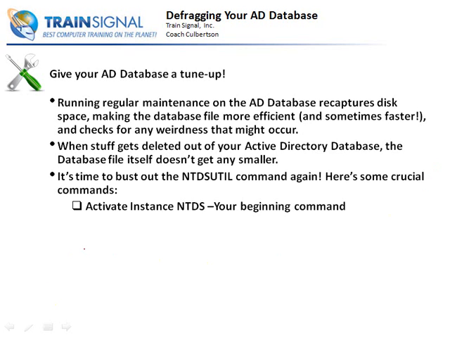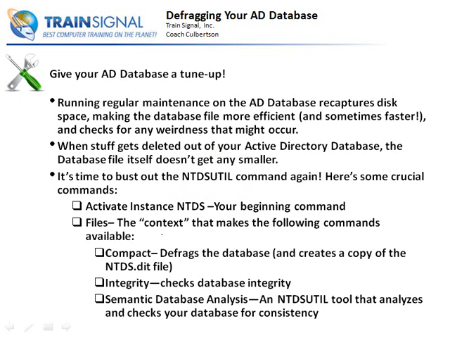Now, this one we've already used once. This is activate instance NTDS. This is the beginning command that allows us to connect the NTDS util utility to the Active Directory. Then we move into the files context. Remember, last time we were in the IFM context, the install from media context, and that gave us install from media creation commands. Well, the files context gives us additional commands.